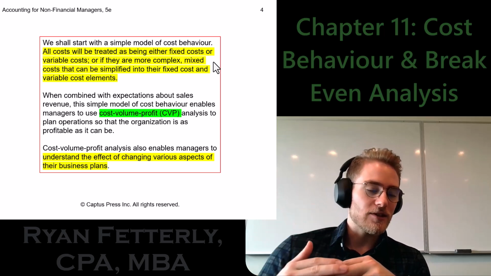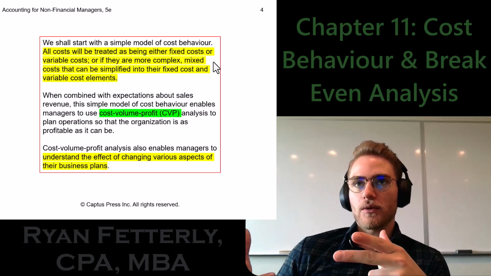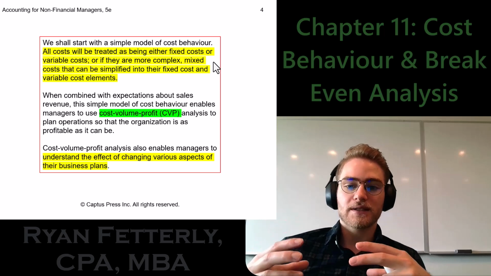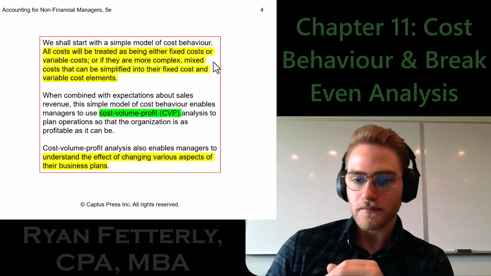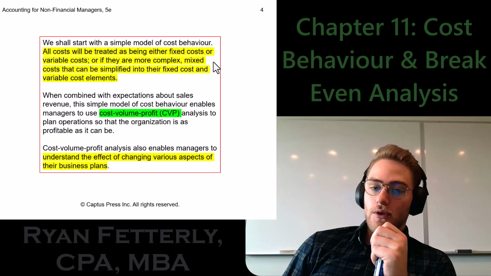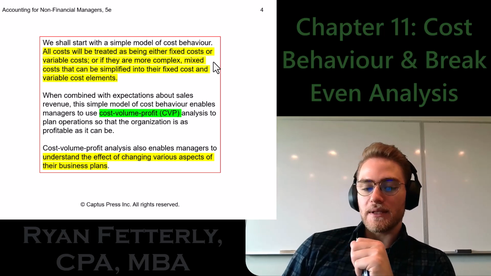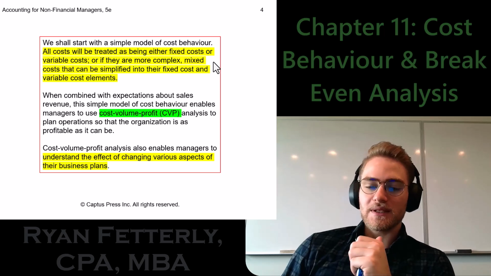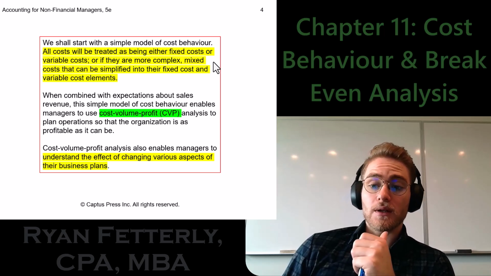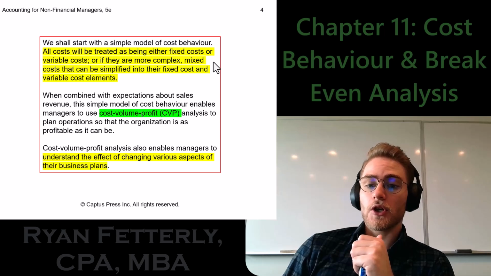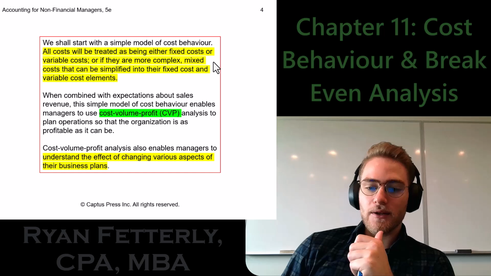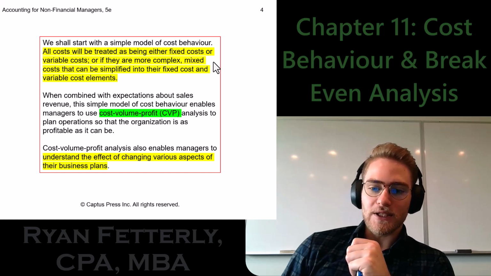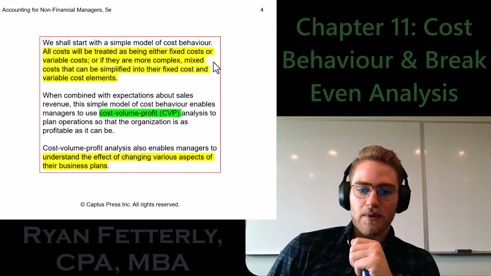Variable costs increase and decrease with sales. And then we're also going to talk about fixed costs, and fixed simply don't change, right? There may be other, more complex types, but we're going to stick with these just for simplicity. When combined with expectations about sales revenue, a simple model of cost behavior enables managers to use cost, volume, profit, or CVP analysis, to plan out our operations so that the organization is as profitable as possible.